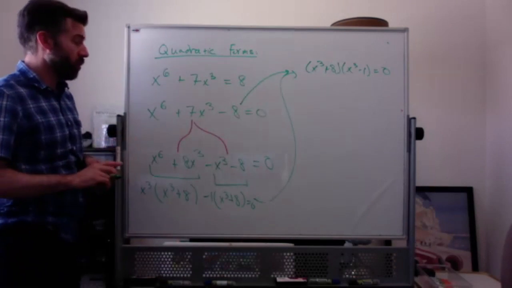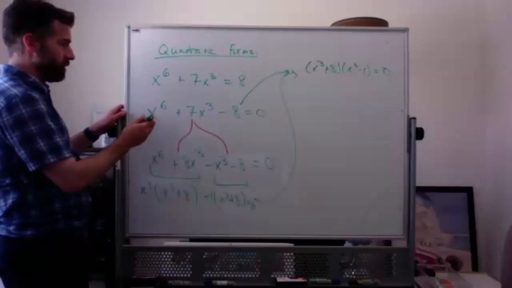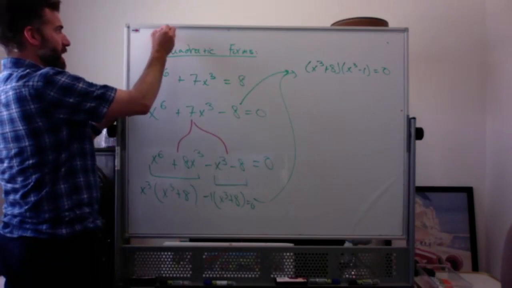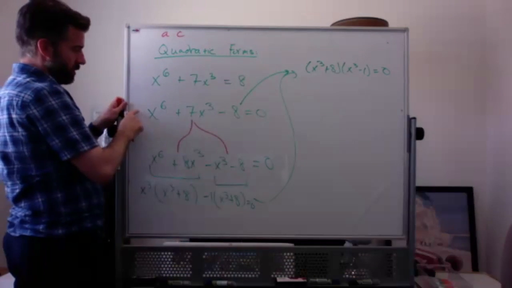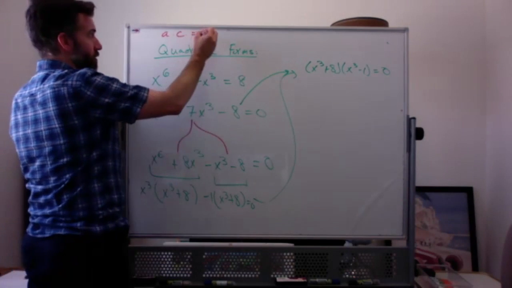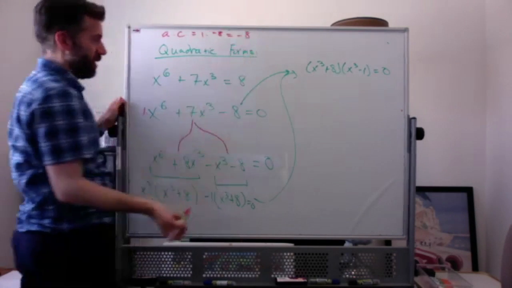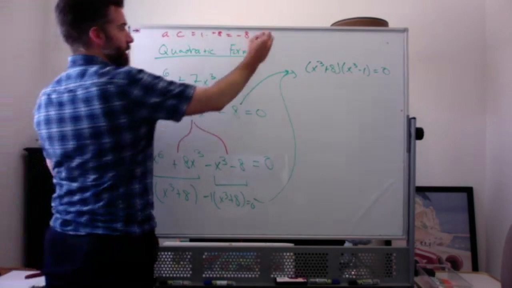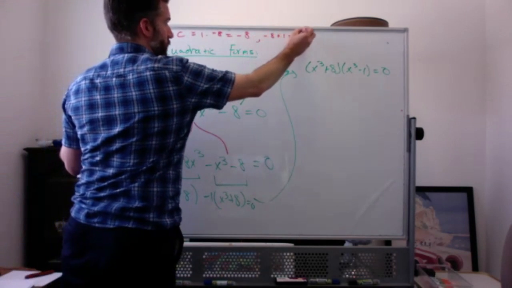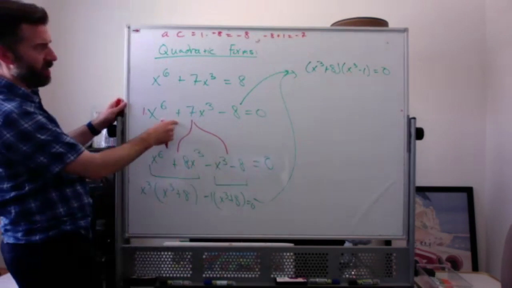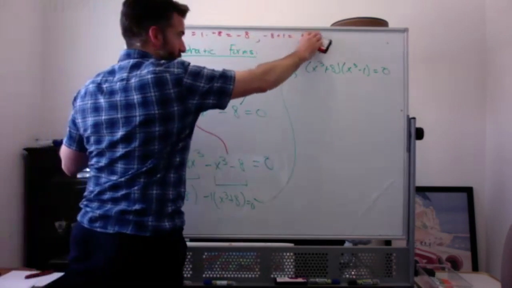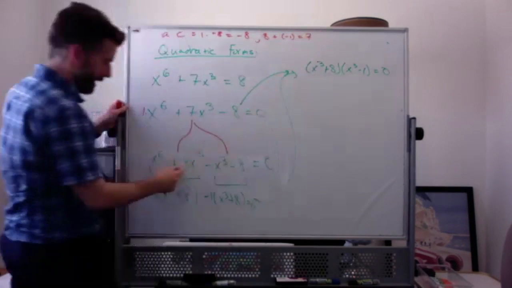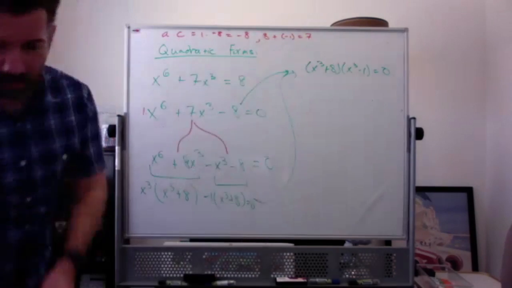Just as a reminder though, the way I got those numbers was I saw that my A times C was 1 times -8, which is -8. So I was looking for numbers that multiply to -8 and add up to positive 7. And I see that negative 8 plus 1 is equal to negative 7, but I want to add up to positive 7. So I saw that 8 plus negative 1 added up to 7, and that's how I got those numbers. Okay, thank you. You're welcome. Good question.